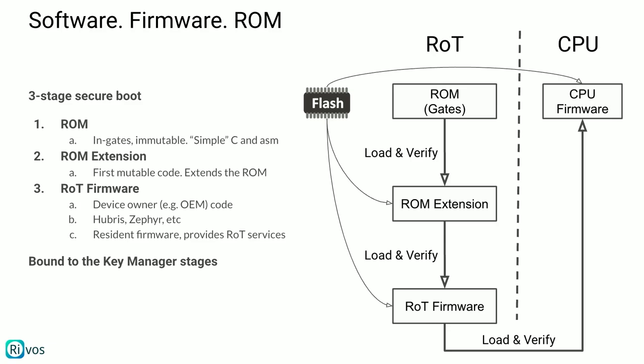OpenTitan relies on a three-stage secure boot. So you have three main pieces of firmware that run on OpenTitan. The ROM is in gates, so it's really in the CPU. It's a piece of memory that contains the actual code that you compile and really provision at manufacturing time. So this is completely immutable code. If you have a bug in your ROM, you go back to your factory, you go back to waiting for 9 months, and you get a new CPU with the bug hopefully fixed. That's what ROM is about. It's in gates, immutable, and it better be simple, very, very simple C code and some assembly. You need some assembly because you basically boot from scratch, bare metal.